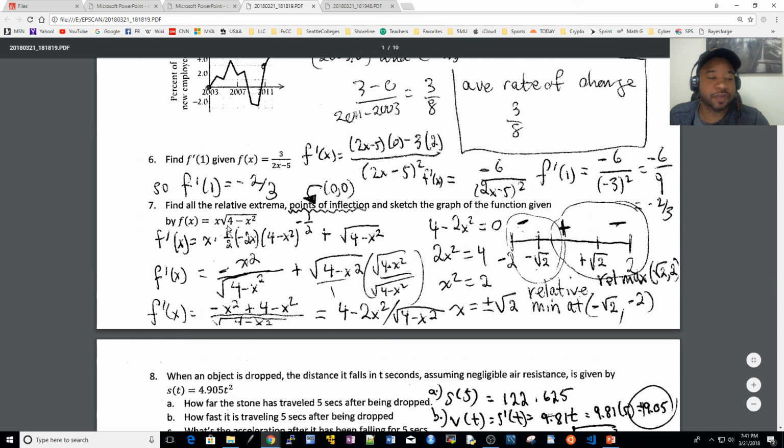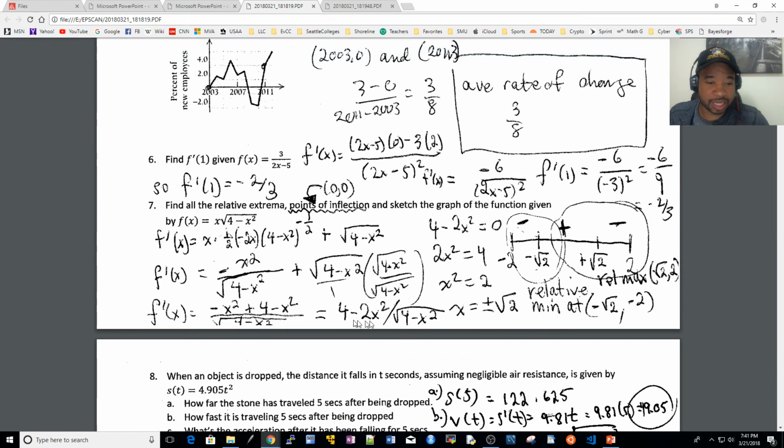I took the derivative of f of x, simplified it out, got a single rational expression. Actually, it turns out here, the single rational expression simplifies to this, and it's only going to be 0 whenever the top is 0. So I just take the entire top and set it to 0, and then solve for x. You're getting x squared is 2, so x could be plus or minus root 2.